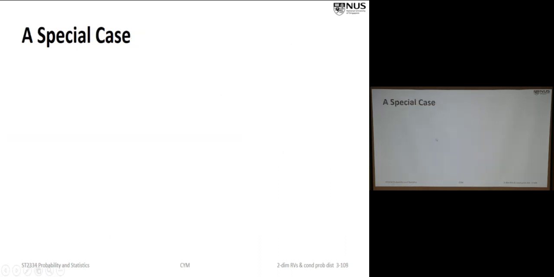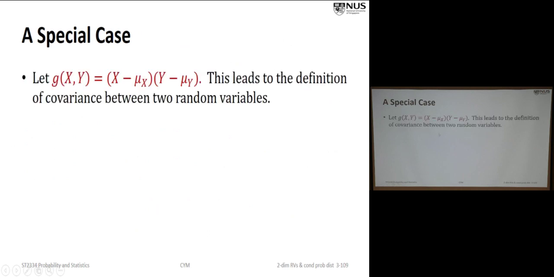So a special case is this: x minus mu x times y minus mu y. What's mu x? Mu x is the expectation of x. Mu y is the expectation of y.